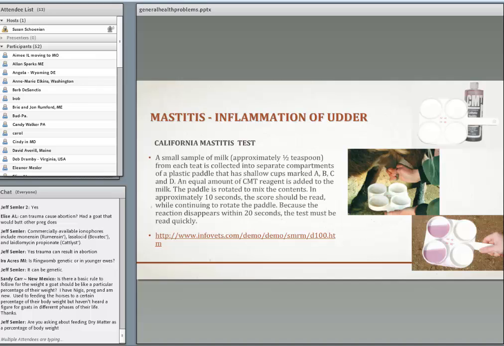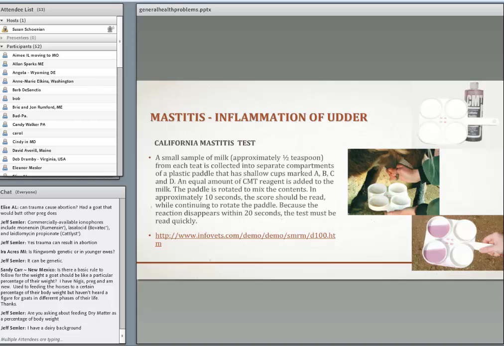The California mastitis test is a way to test for mastitis, for subclinical mastitis. This was actually a slide that Jeff specifically wanted to include in tonight's presentation. He's got a link if you want to see how this test is done. InfoVets, which is a really good resource for sheep and goat health, has a demo on their website. So it shows you how to do that.